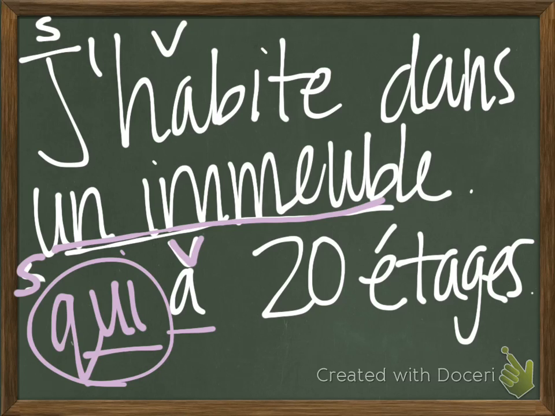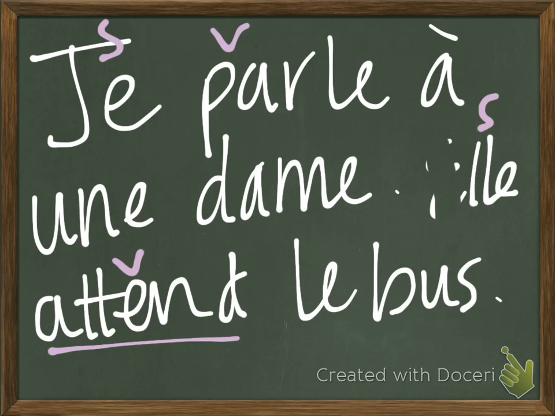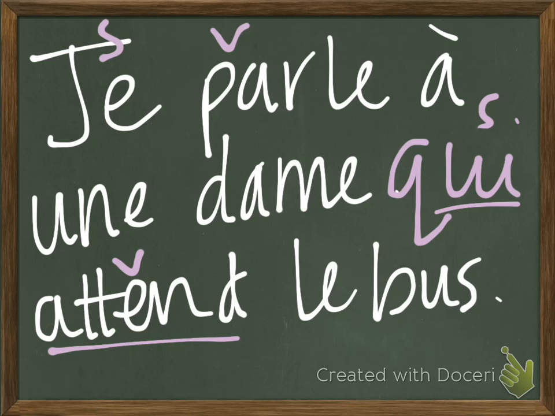I'd like you to try the next one on your own. So pause the video and wait for the answer. So if we have these two sentences, je parle à une dame, elle attend le bus, subject, verb, subject, verb. So your subject of this verb, attend, is now going to become exactly what you think, which is qui. So we have je parle à une dame qui attend le bus. I am speaking to a woman who is waiting for the bus.